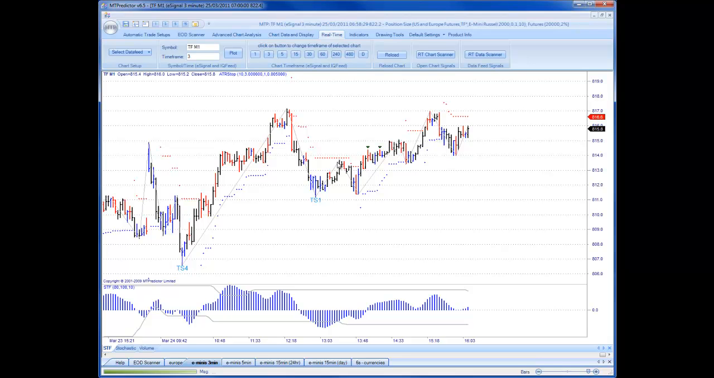Today I'd like to have a quick look at a 3-minute chart of the Russell Index. This is for yesterday, which was Thursday, March the 24th. The reason I want to have a look at this is for those of you who viewed my video from a couple of days ago.